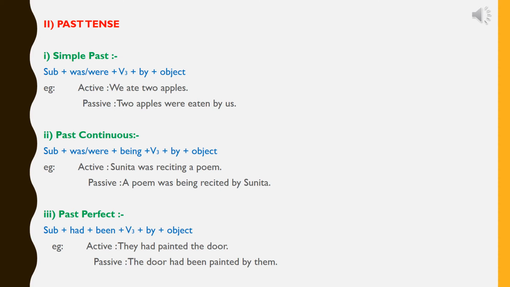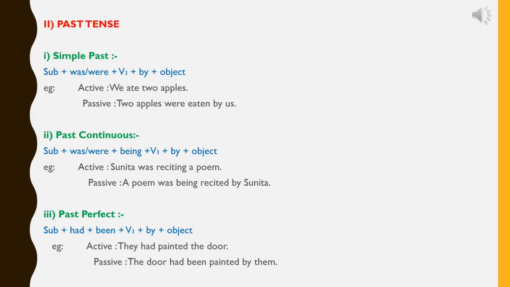The example is we ate 2 apples. This is a simple past tense example in active voice. We will use the formula and convert it into passive voice, and the sentence will be 2 apples were eaten by us. Next is past continuous tense. Here the formula for passive voice is subject plus was/were plus being plus V3 plus by plus object.